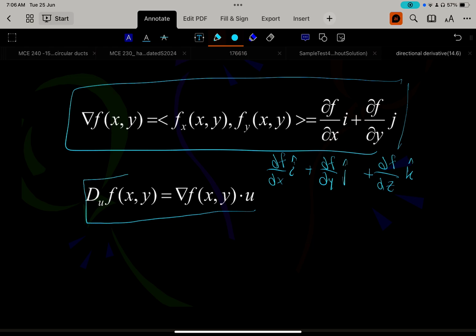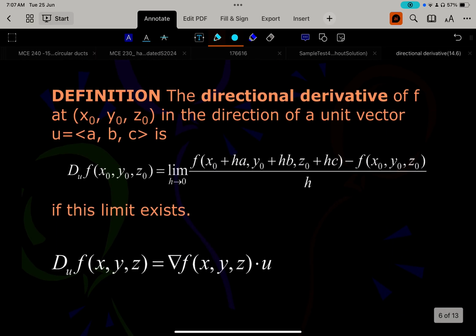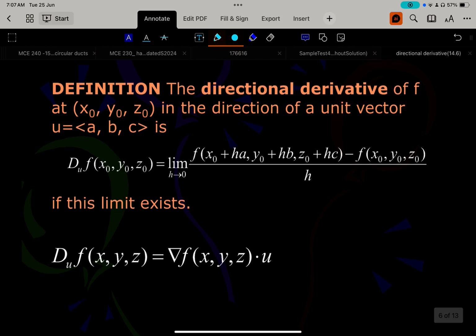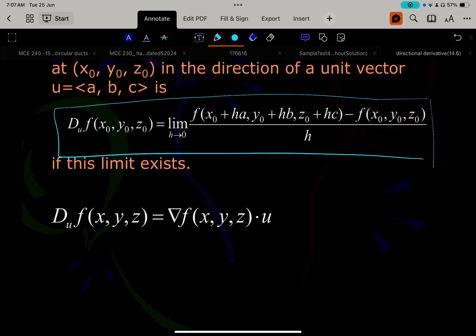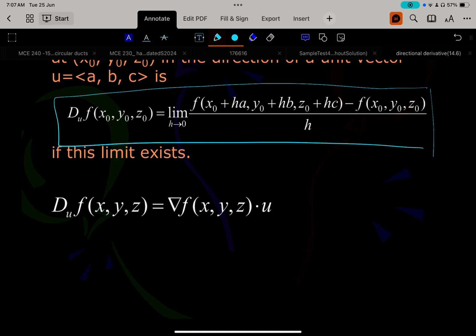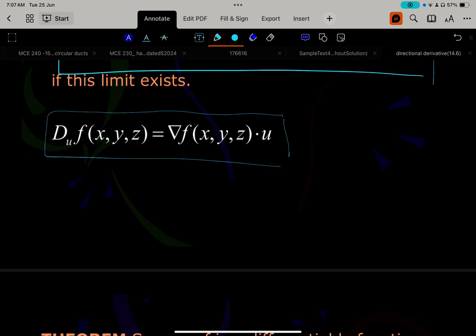The directional derivative of f is the gradient multiplied by the unit vector. This is the unit vector. Just be careful not to confuse it with the vector itself. And this is the definition that we covered. This is the formal definition of the directional derivative. Before we evaluate the derivative, and this is important, we need to make sure that this limit exists. If it doesn't exist, then we do not have a derivative. And this is the way we can find it.